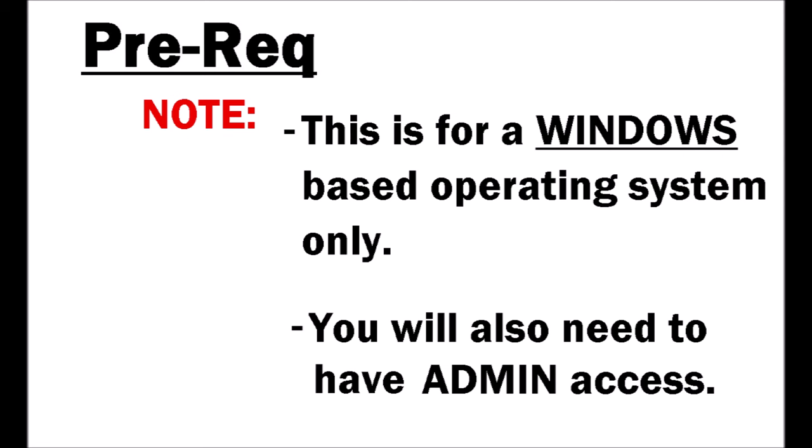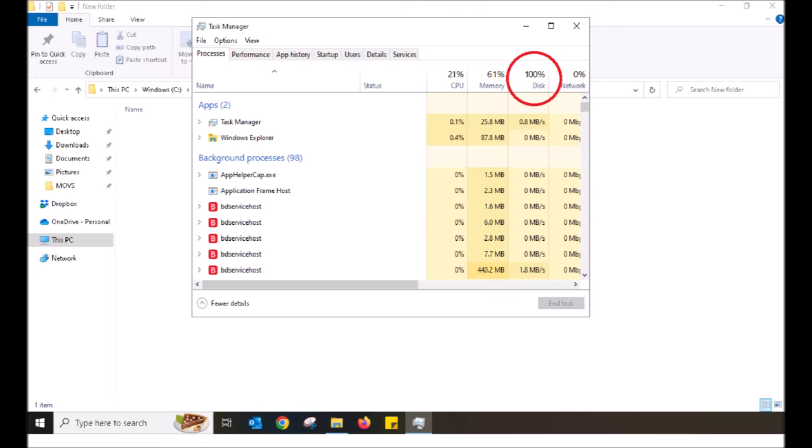Before we begin, I need to let you know that this is for a Windows-based system only. That is Windows-based only. If you are operating on a Mac OS, this video is not for you. You will also need to make sure that you have full admin access to your machine. As you can see with my example, the disk is at 100% and there aren't even any applications open, nor are they running. This is most likely due to the Windows services that are running in the background.